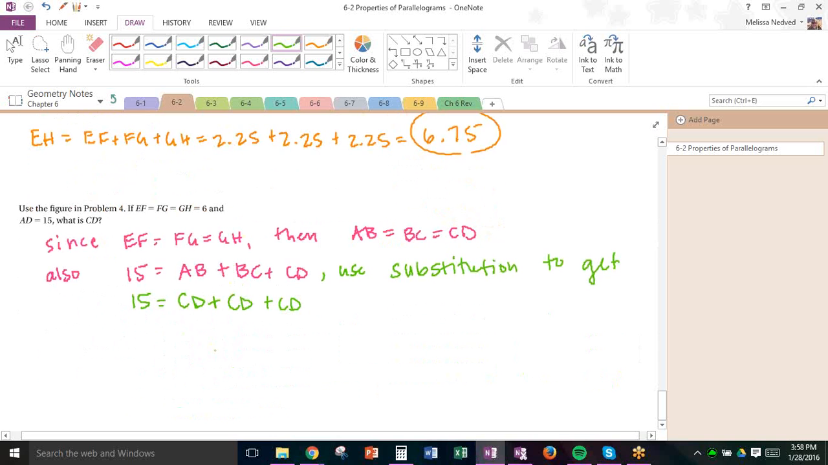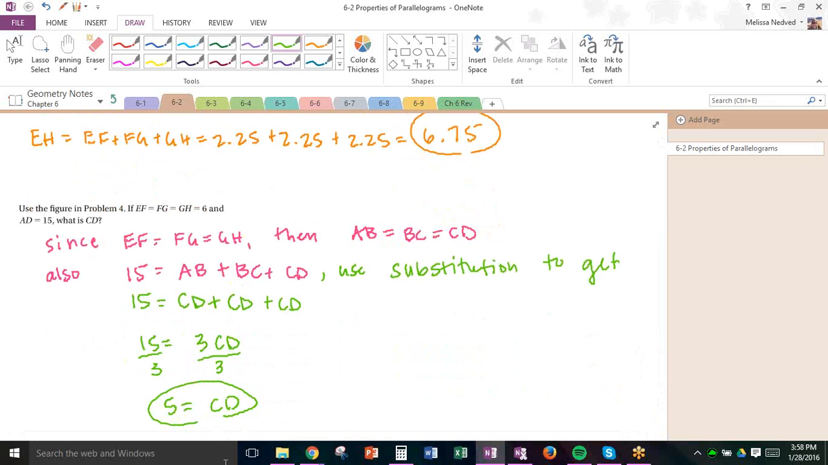Now, CD is just one variable. I'm going to rewrite that as 15 is equal to 3 times CD, since adding CD 3 times is the same thing as 3 CD. And solve for CD by dividing both sides by 3. And I get 5 is equal to CD. AB would also be 5 then, and BC would be 5 as well.